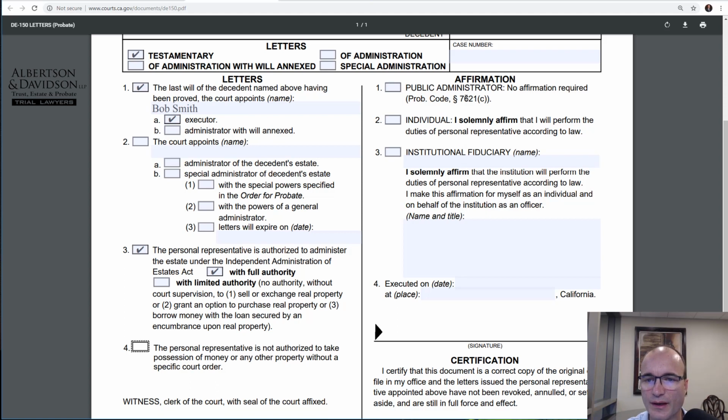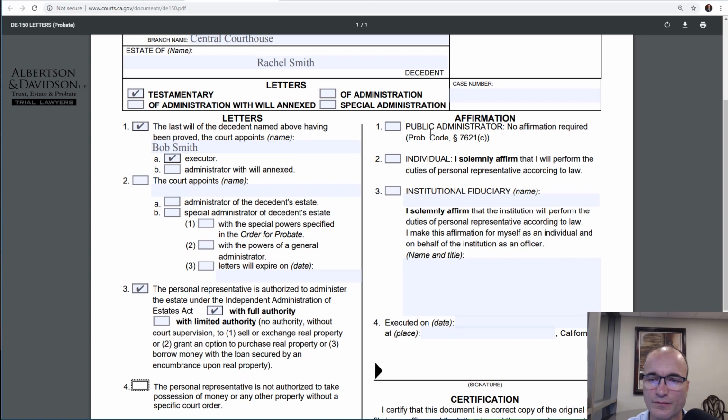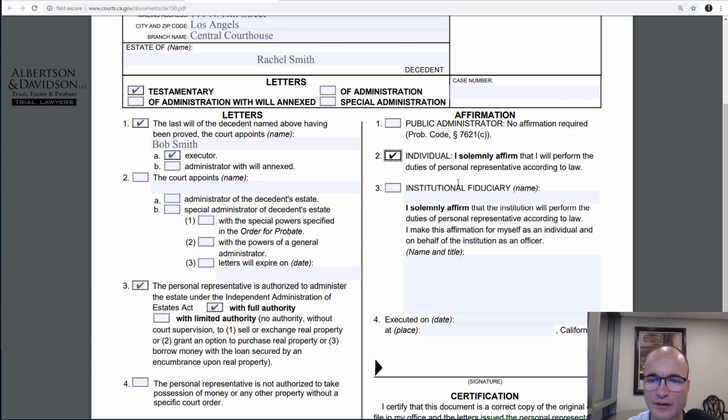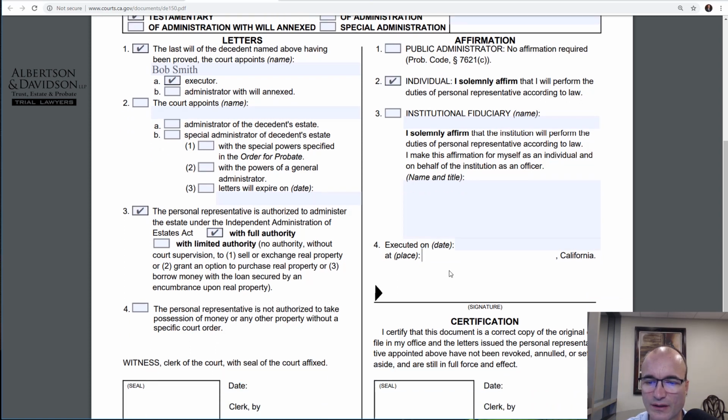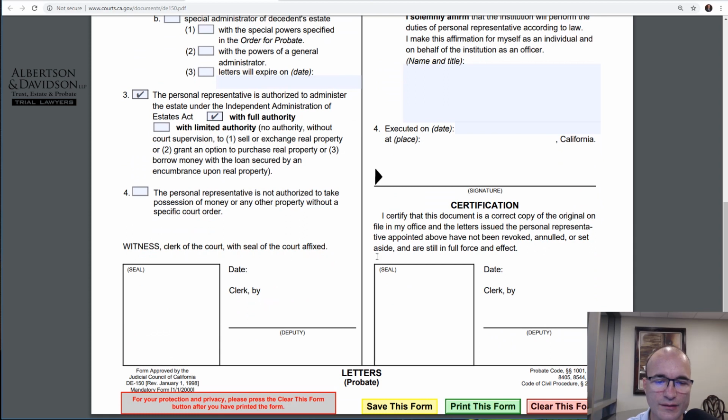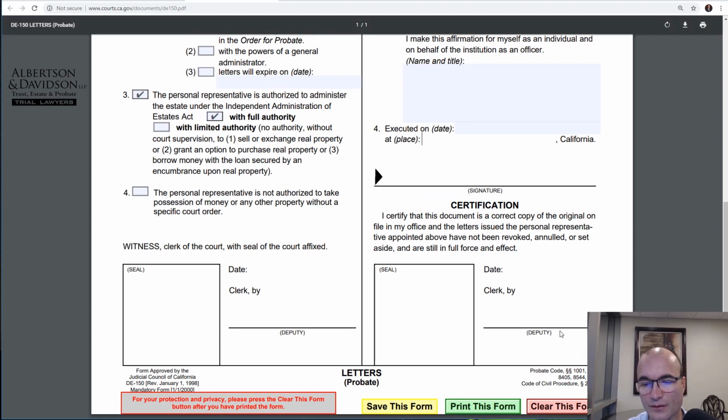Over here, we have the affirmation clause. So this is where you're going to fill out, if you're an individual, I solemnly affirm that I will perform the duties of personal rep according to law. You're not going to do public administrator because unless you work for the county, you're not a public administrator. And you're probably not an institutional fiduciary. But if you are, you would fill that out. And so you just put in the date, the place where you sign this, and you sign it. Down here, the clerk is going to issue these letters. So the clerk of the court will sign it. They'll put the court seal right here.